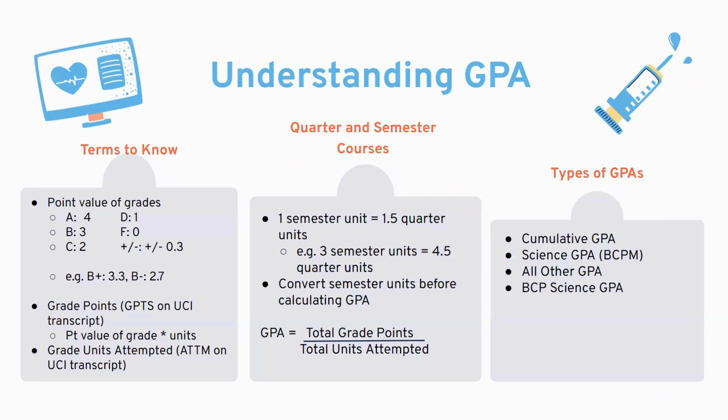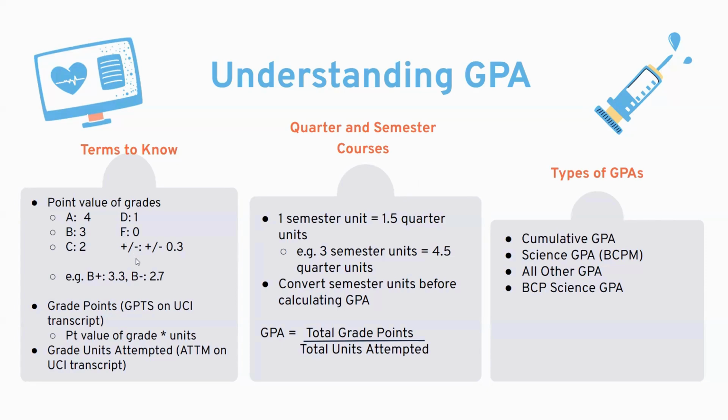Okay, and so as we were talking about courses and I mentioned I was going to let you know a little bit about GPAs. For those of you who are not quite familiar with how GPA is calculated, let's start with some basics. Under terms to know, point value of grades. Every grade you earn is awarded a point value. Basically, an A is worth 4 points, a B is worth 3, C is 2, D is 1, and F is 0.